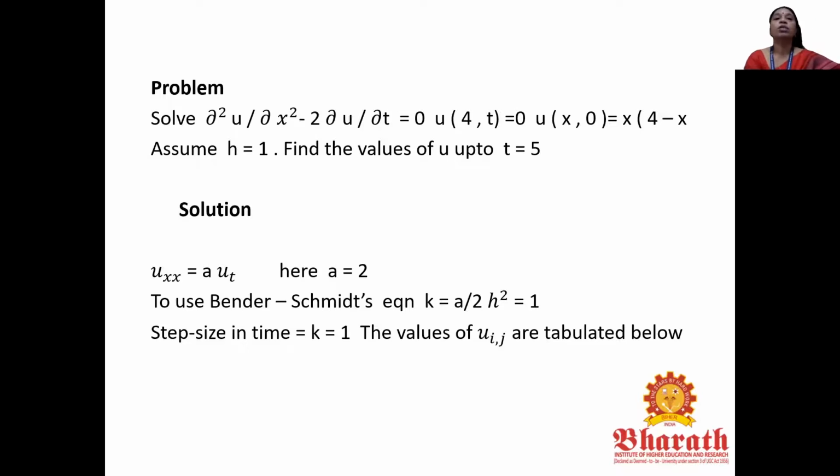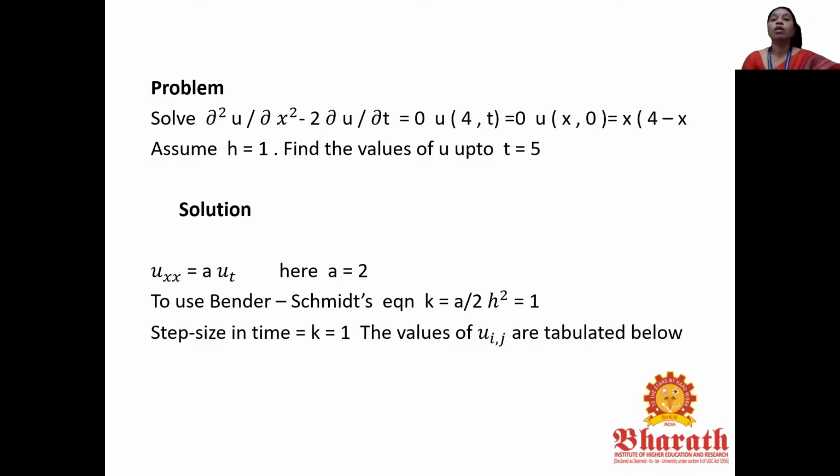So the solution is, you are given the partial differential equation. So we can write that as U double X is equal to A into UT, and your A is equal to 2 here. We are comparing the given problem to the general form. So here A equal to 2. So using Bender-Schmidt's equation, your K is equal to A by 2 and H square is equal to 1. So step size in time is equal to K equal to 1.